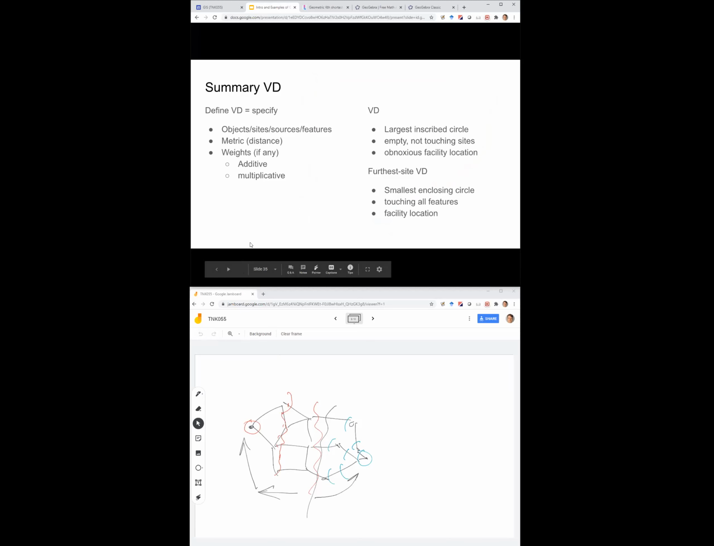And now is the final slide on Voronoi diagrams. If you want to define the Voronoi diagram, you have to specify what the sites are: the sources, the features, the objects, the service stations or the facilities. So, Voronoi diagram of what? Then you have to specify the metric, or how you measure the distance. Is it travel time? Is it flying? Is it something else, like travel by road, bus, public transportation or bike? And last but not least, you have to specify weights, if there are any.